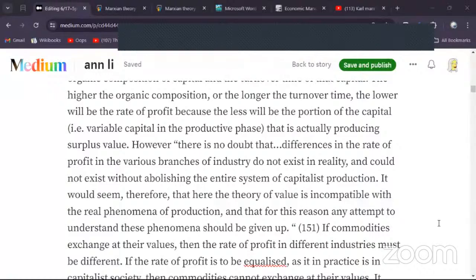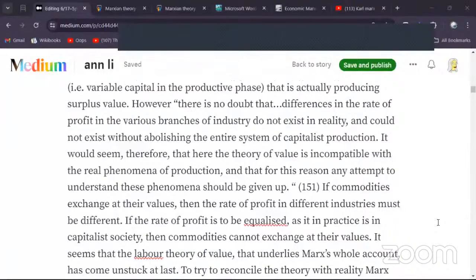You get a cheaper labor in an entire nation because the entire nation works for cheaper. It's going to affect the market. It would seem, therefore, that here the theory of value is incompatible with the real phenomena of production, and that for this reason, any attempt to understand these phenomena should be given up. I mean, and in some ways, that's what you're confronted with.